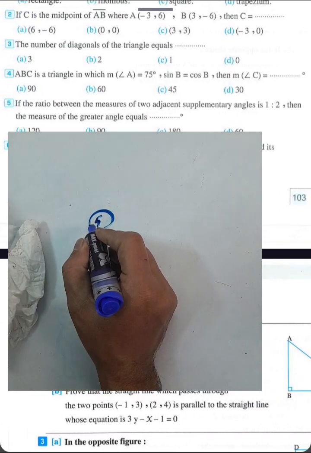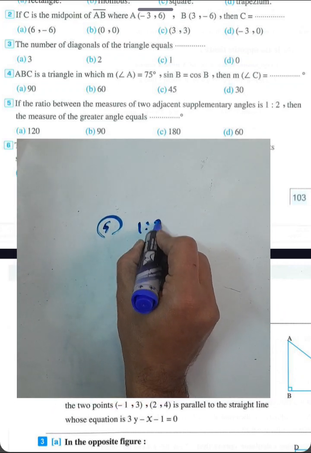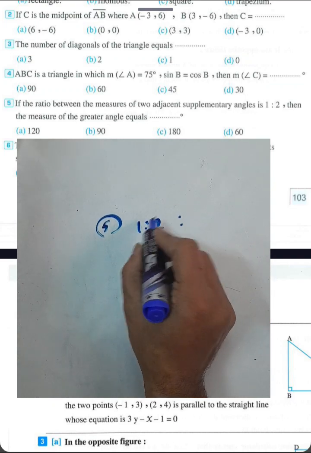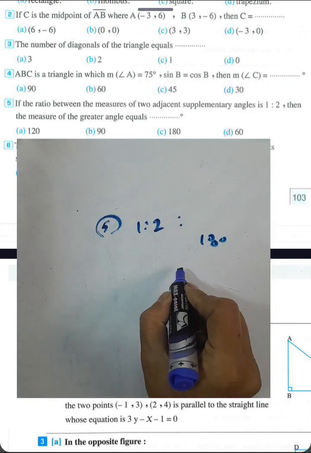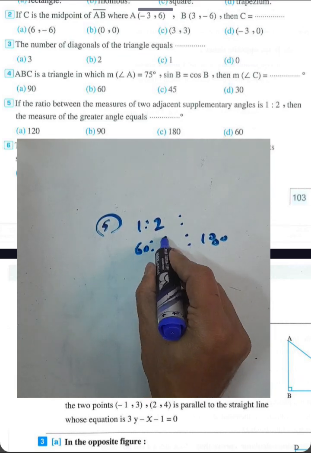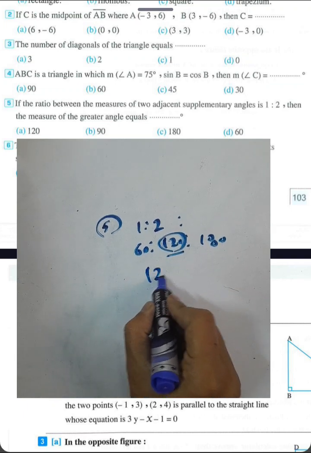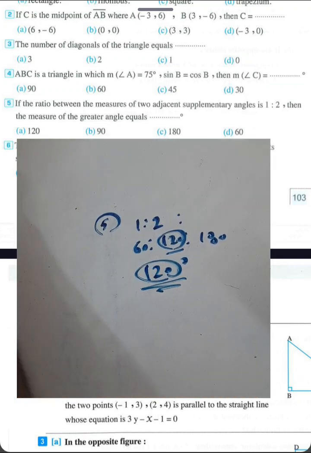Next example, number 5. If the ratio between the measures of two adjacent supplementary angles is 1 to 2, supplementary means the sum of them equals 180. Then the first angle will be 60 and twice it will be 120. Then the greater angle is 120 degrees. The result is 120.